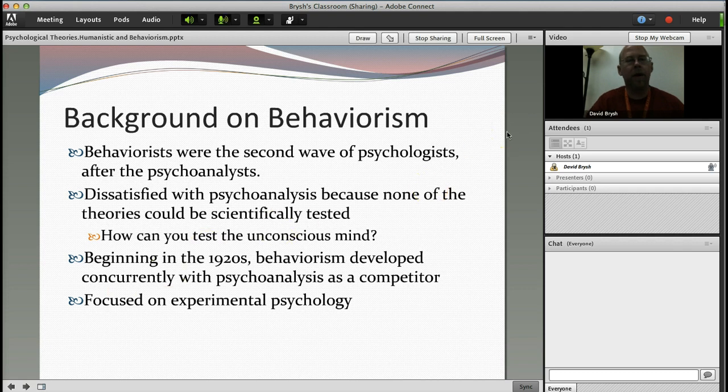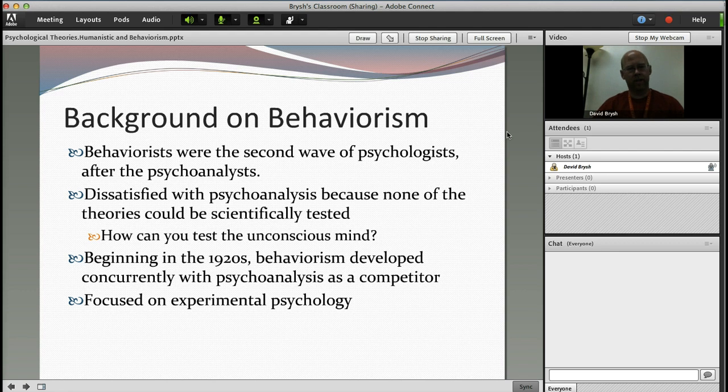Okay, so let's talk a little bit about the historical background of behaviorism. Behaviorists are called the second wave of psychology because they came right after the psychoanalysis movement, the psychodynamic movement, right? So they are a reaction to that. And you'll see they're kind of the opposite of a psychoanalyst.